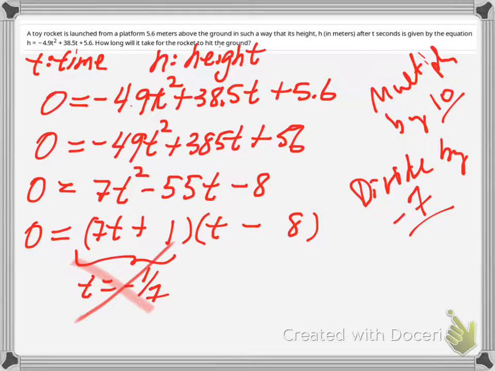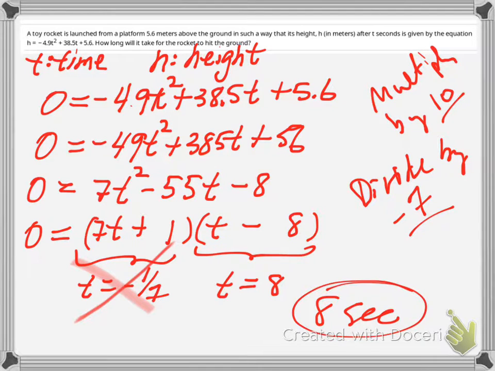And it can't be that. You can't have a negative time. This rocket can't go back in time. So we know that -1/7 is not the solution. And then the other solution would be t is equal to 8. So your final answer would be 8 seconds.